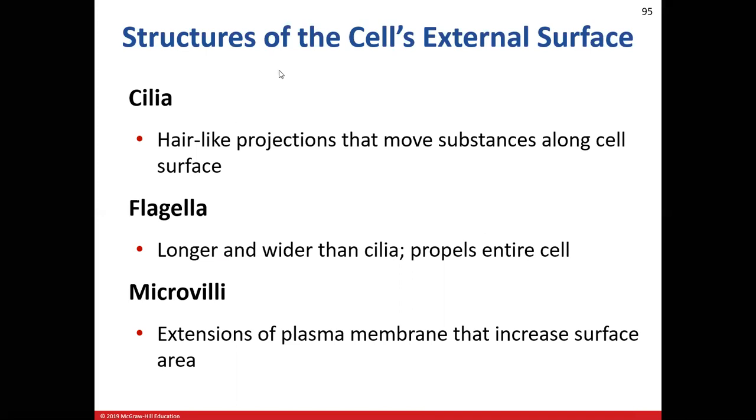So they're not really involved in the movement of a cell so much as they're involved in moving substances that are touching the external surface of the cell. Whereas the flagella, when we talk more along the lines of a sperm cell, are longer and wider than a cilia, and they actually propel the entire cell. So they're involved more in cellular movement. Cilia are involved more in substance movement across the cell.